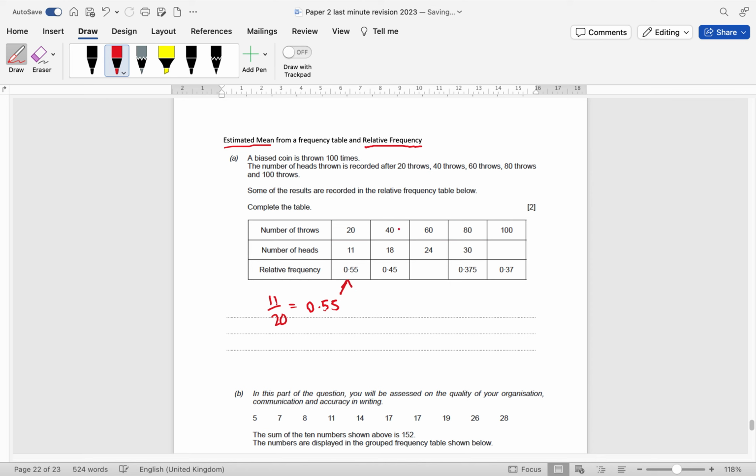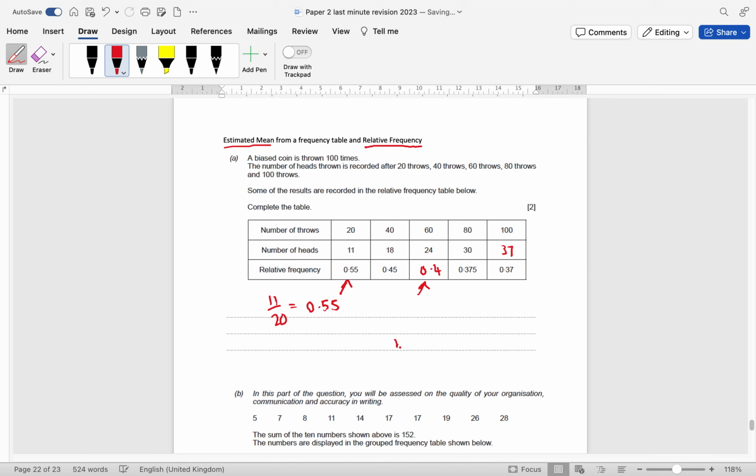But if I do it another 20 times, and so now I've done it 40 times, but I've got 18 heads, 18 over 40 is that. So using your calculators, you can work out this by doing 24 over 60 and changing it into a decimal using your FD button, right? But it's just 0.4. Or, what out of 100 makes 0.37, so it's 37 out of 100. So you just fill in the gaps.